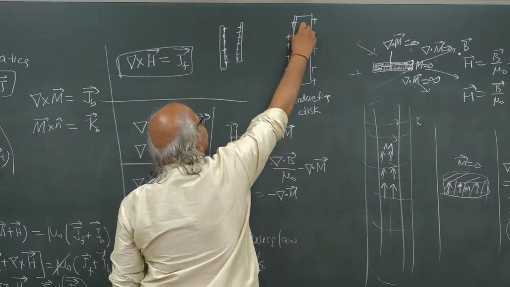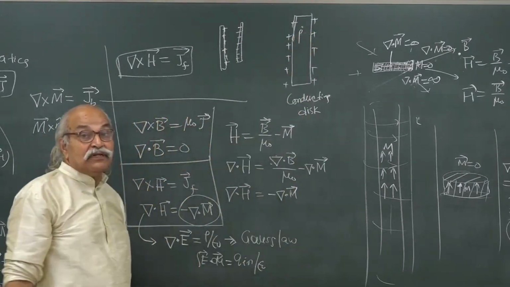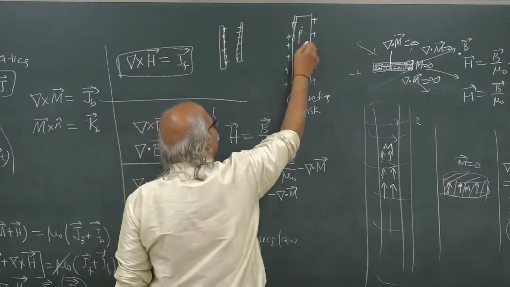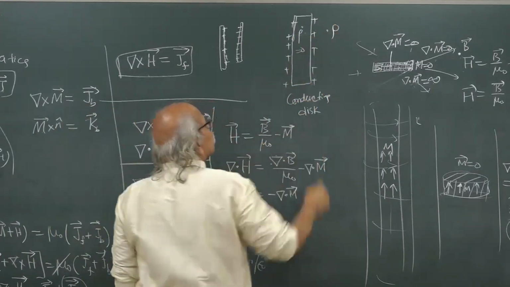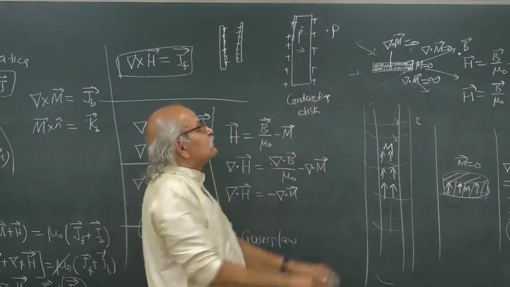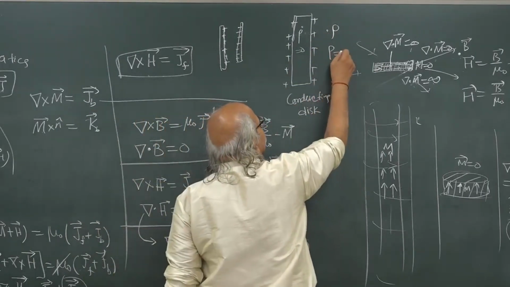What is rho at this point? Charge density, charge per unit volume. What is rho here? It is 0. What is rho here? What is rho here? There is no charge here. So rho is 0 here. Charge density is 0 here.